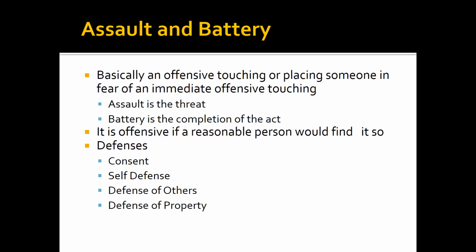So the first one, which is kind of two combined, is assault and battery. Under the civil law, an assault is a threat of an immediate physical offensive touching. It can be, I'm going to take my fist, I'm cocking it back now, and I'm going to hit you in the nose. That is an assault. I haven't hit you in the nose yet. When I actually hit you in the nose, that's a battery.